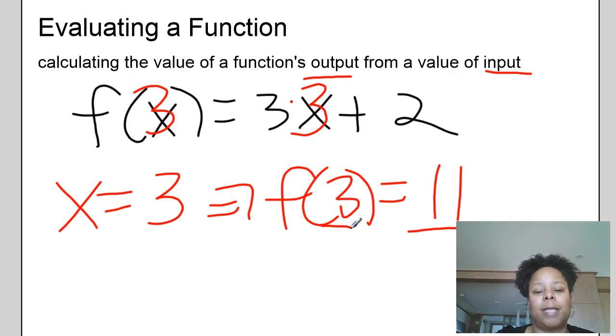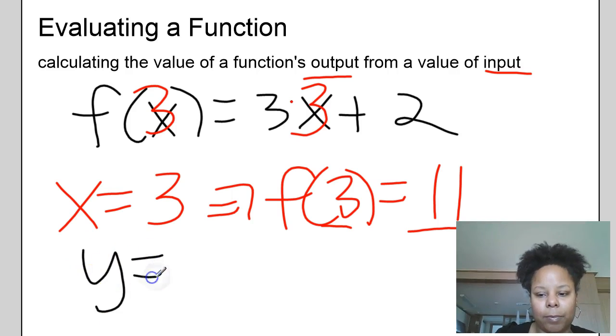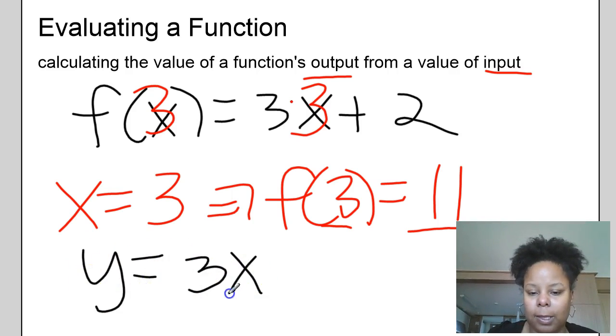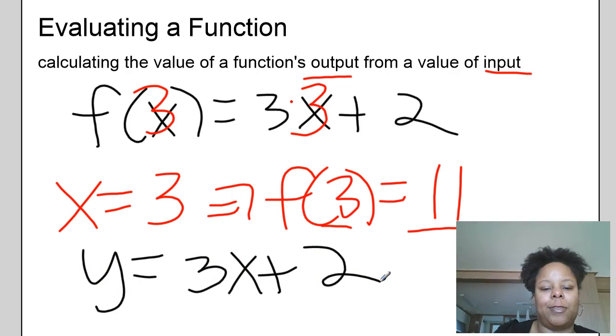Okay, now sometimes you may see the function represented as y equals, but you have to understand that y and f of x represent the exact same thing.